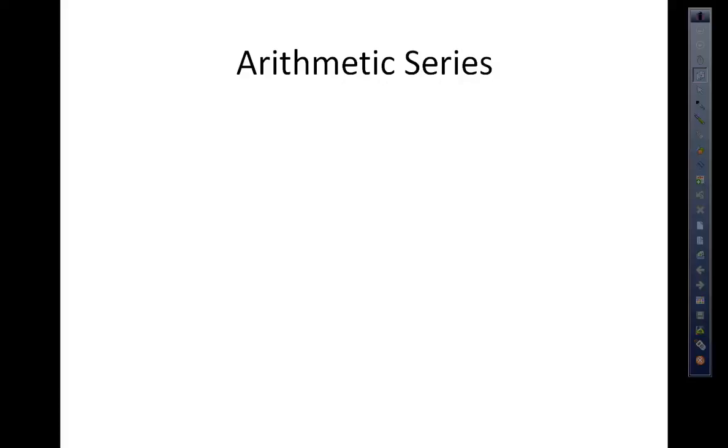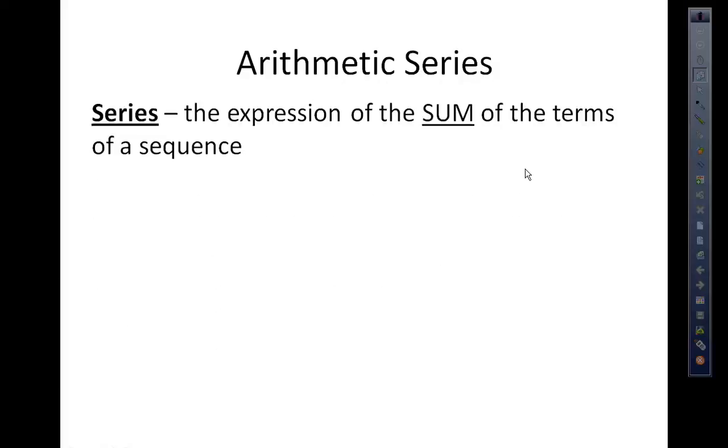A sequence, we said, was just a list of numbers that followed a pattern. A series is still a list of numbers that follow a pattern, but we want to add them up. So, you're adding up all of the numbers instead of just listing them. All right? So very small difference, but the words do mean something different. So a sequence is a list of pattern numbers. A series is the sum of those numbers.